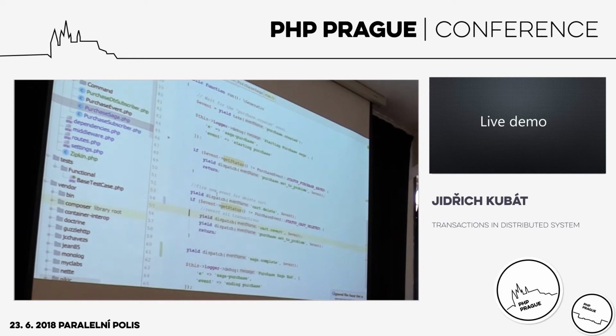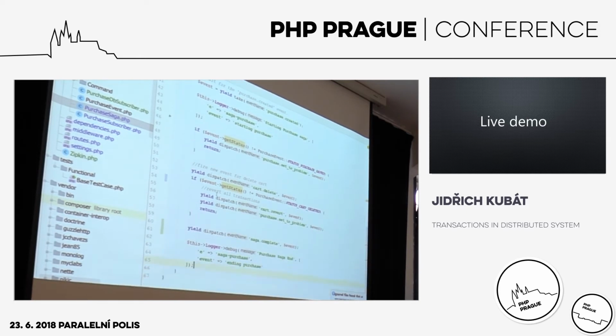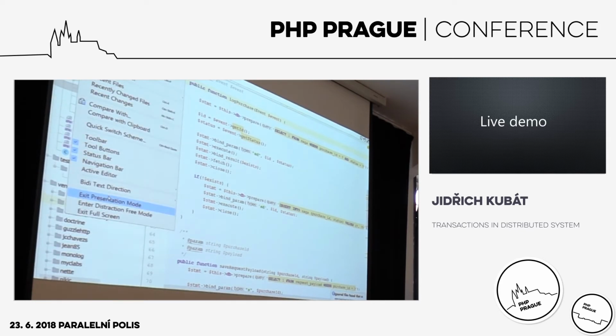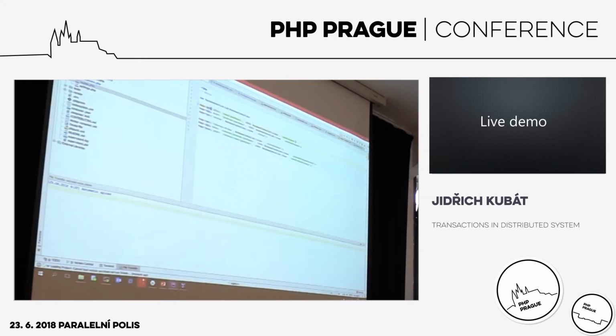If this is okay, we are dispatching a new event for deleting our cart, and it's the same again. If something goes wrong, you can revert the cart and set the purchase to trouble. And if it's okay, we are dispatching that the SAGA is complete, so we can delete our payload. Yeah. How does it look like?